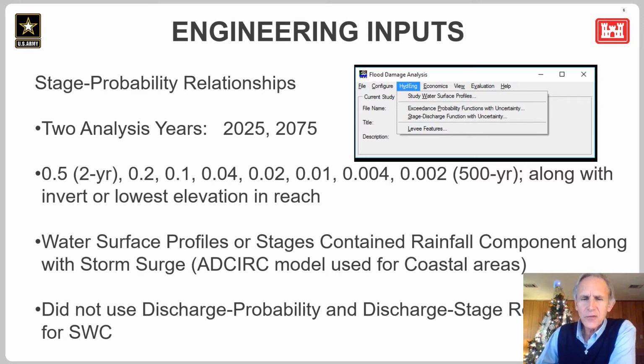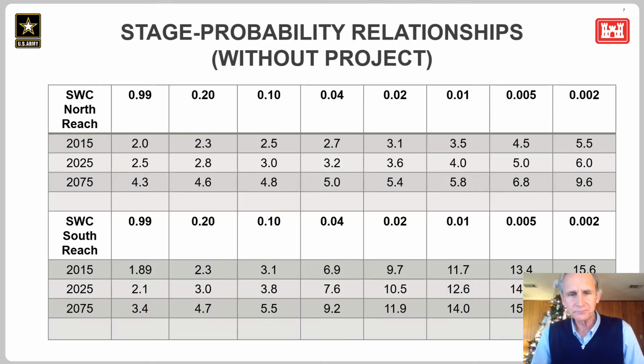And the water surface profiles or stages for Southwest Coastal contain the rainfall component along with storm surge. The H&H model used for that is the ADCIRC model. It's used for coastal areas. We did not use discharge probability or discharge stage relationships for Southwest Coastal, with this being a coastal area. We went straight to the stage probability relationship.